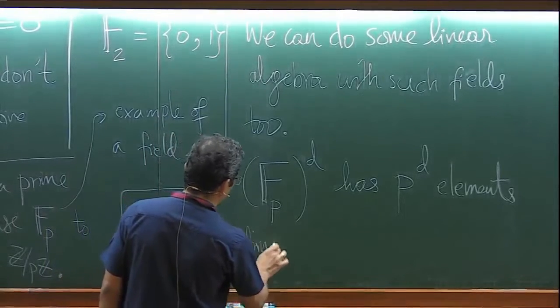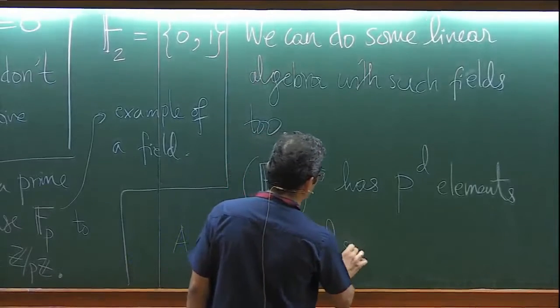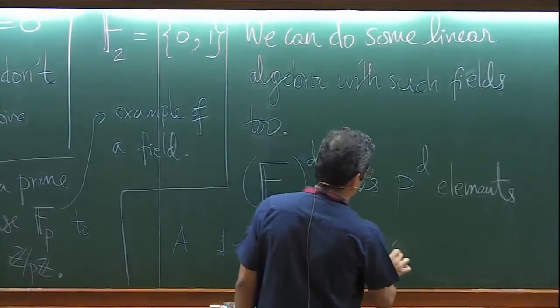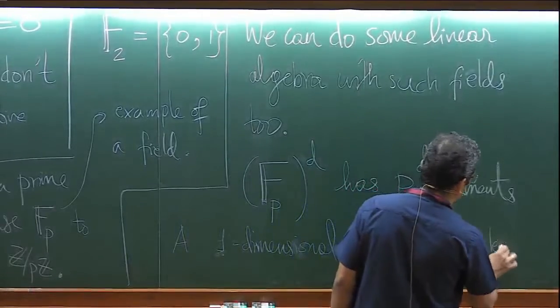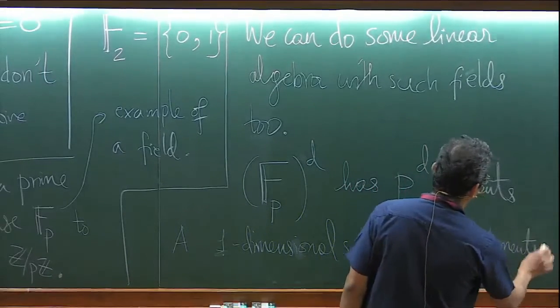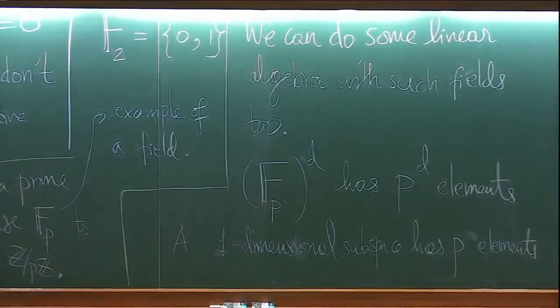A one-dimensional subspace has p elements, out of which one of the elements is the zero vector, which is 0, 0, 0 in all the coordinates. And similarly, an r-dimensional subspace will have p to the power r elements. Well, that's not hard to show.